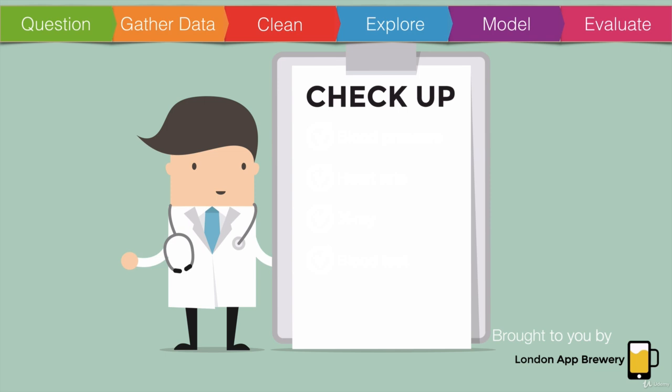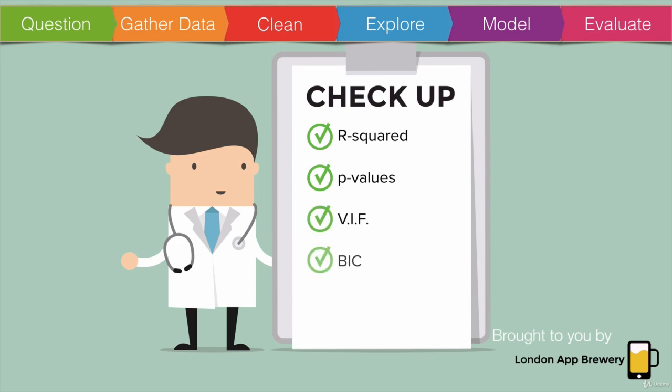The first one we're already quite familiar with because we've looked at R-squared extensively. But as part of this evaluation process, I want to introduce you to several other stats as well. For example, the p-values of the coefficients, the variance inflation factor, and the Bayesian information criterion. We're going to dip our toes into the murky waters of statistics and get a taster for how to evaluate a regression model.